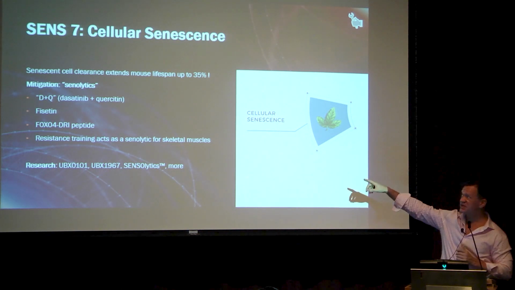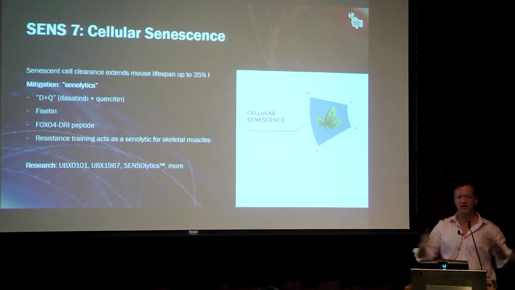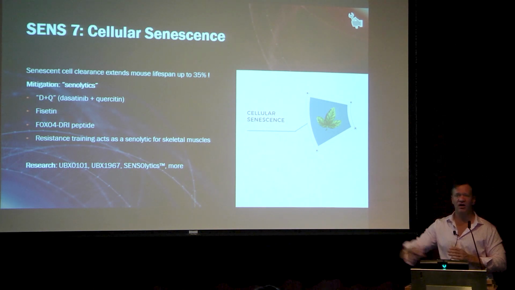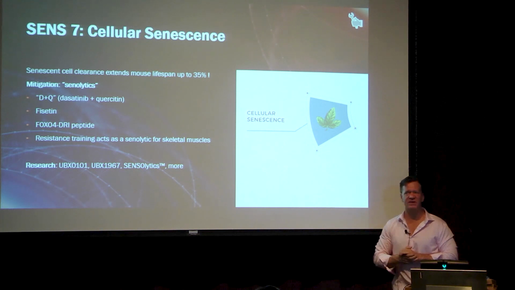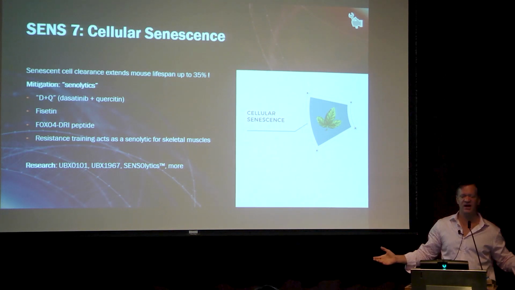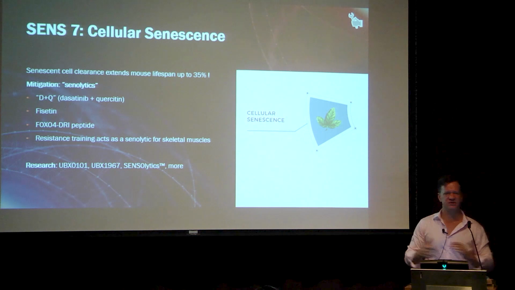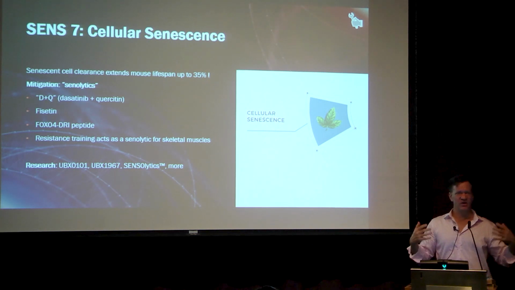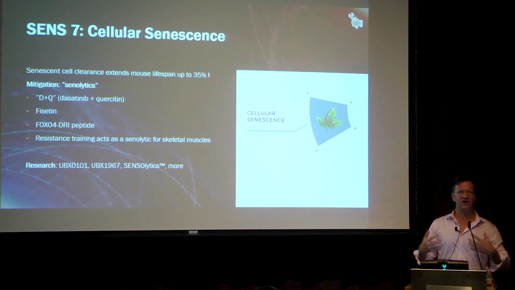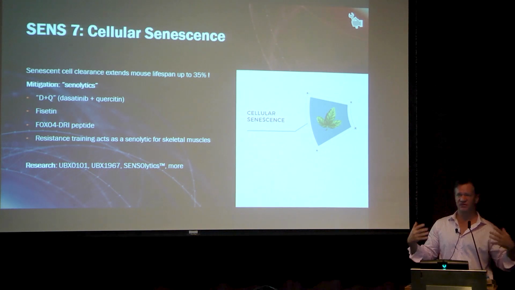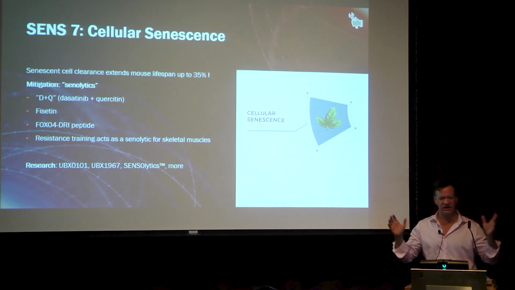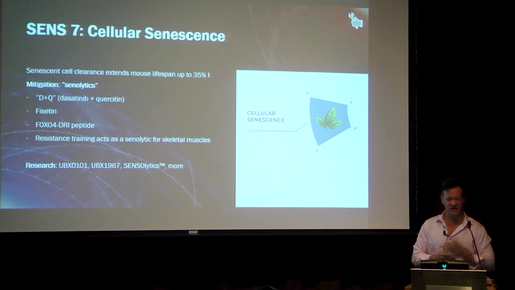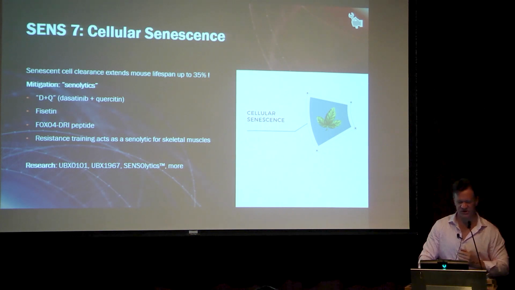There's also fisetin, which is kind of similar to quercetin. You can also get it on the internet. There's a peptide called FOXO4-DRI. Also, there was an article that recently came out that found that resistance training acts as a senolytic for skeletal muscles. So if you lift weights, that is actually going to itself clear out a lot of the senescent cells from your skeletal muscles, which is amazing. Weightlifting, again, I can't say enough good things about it. And there's additional research going on there as well, which I'll link to in the show notes.